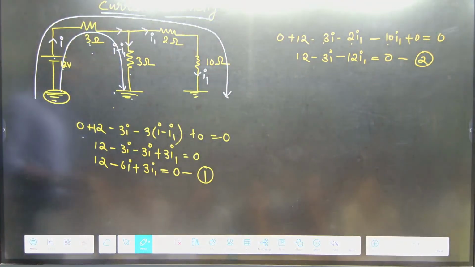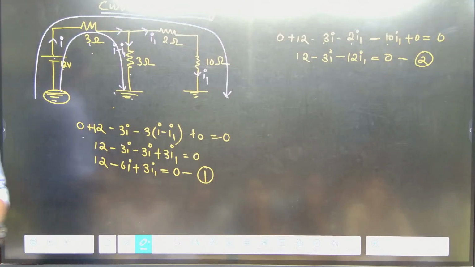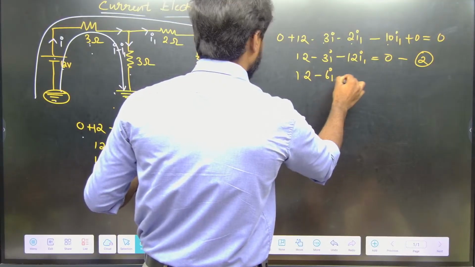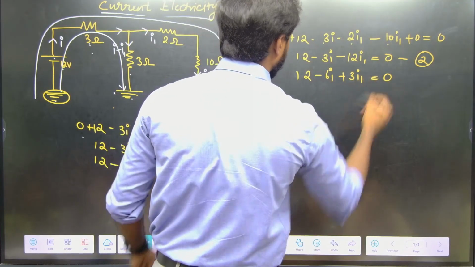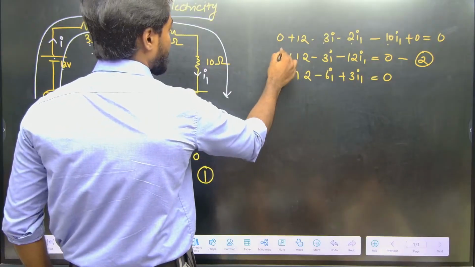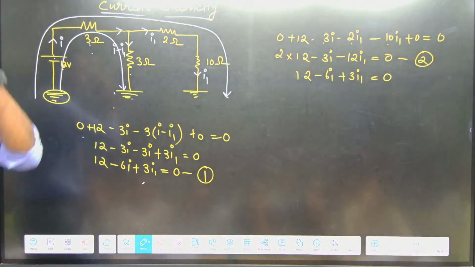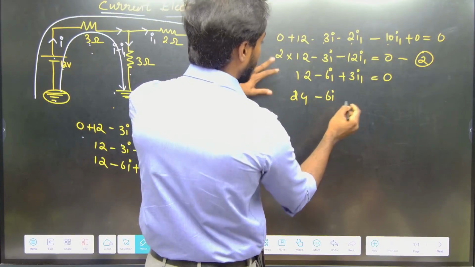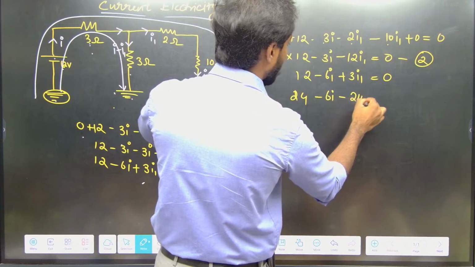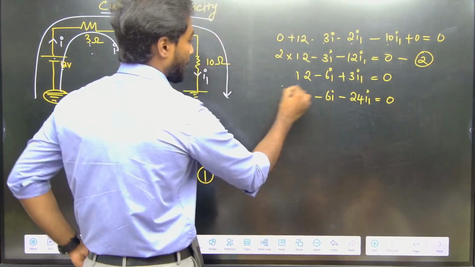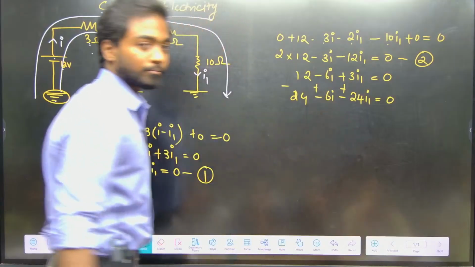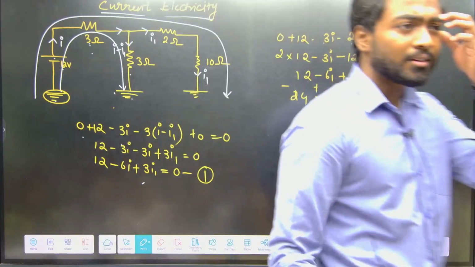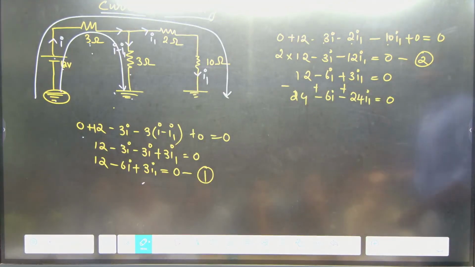So can I eliminate something here? Yes or no? I will take this equation 12 minus 6i plus 3i1 equals to 0. So can I multiply this equation by 2? First equation. If I multiply, what happens? 24 minus 12i plus 6i1, and the second equation is 12 minus 3i minus 12i1 equals to 0. No issues, we can get.